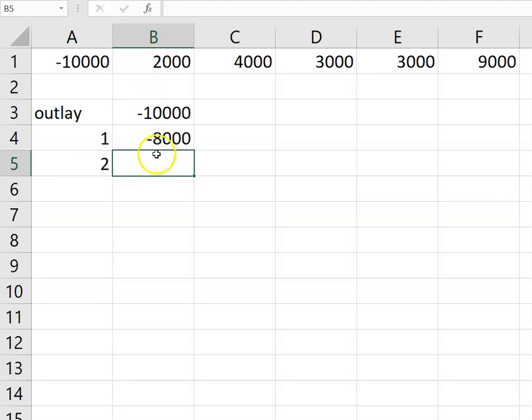Second period. Well, I'm starting with that, but I'm bringing in 4,000. All right. Well, I'm still 4,000 in the hole. Third period. I start with this one, and I bring in now the 3,000.